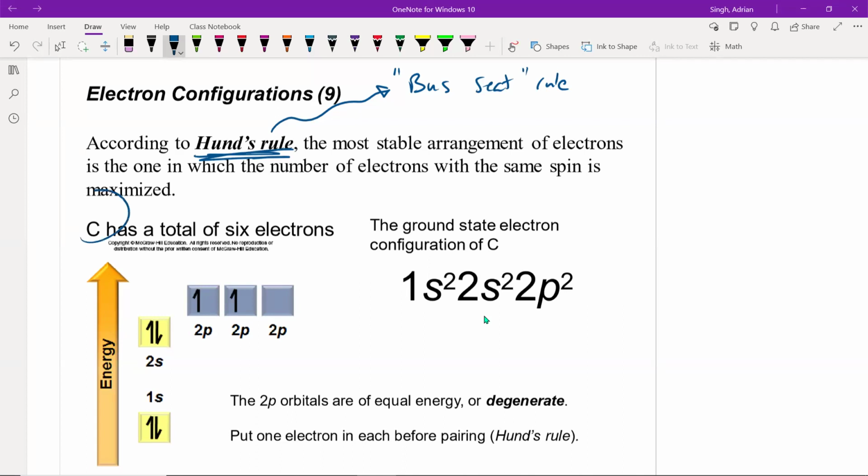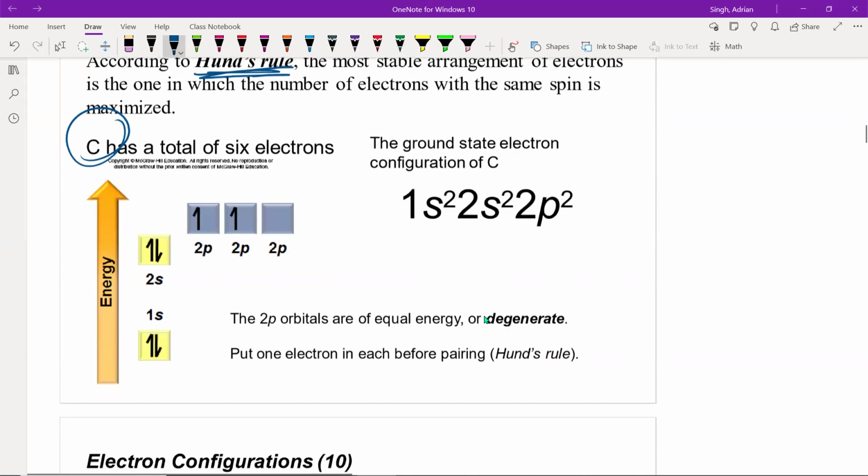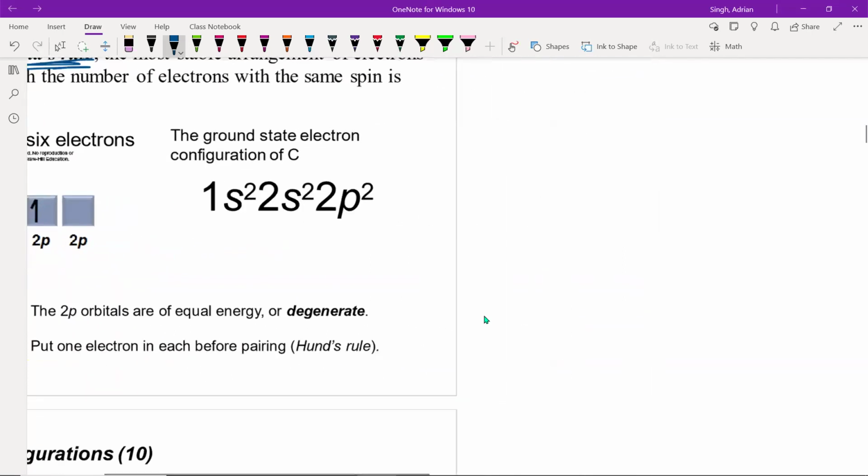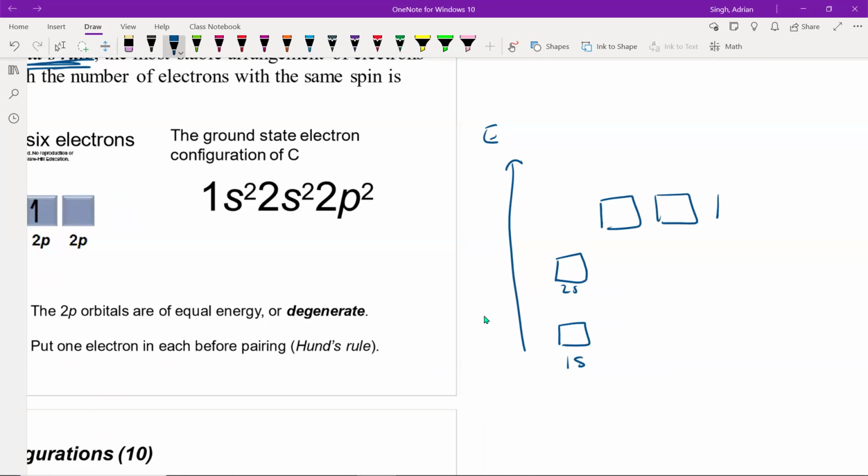If I have carbon, for example, I'm going to draw a new energy level orbital diagram here on the right side. This is my energy. I have my orbitals: my 1s, my 2s, and my 2p's. I have 3 of these. Remember, the p orbitals correspond to the different orientations. You have a 2px, a 2py, and a 2pz.